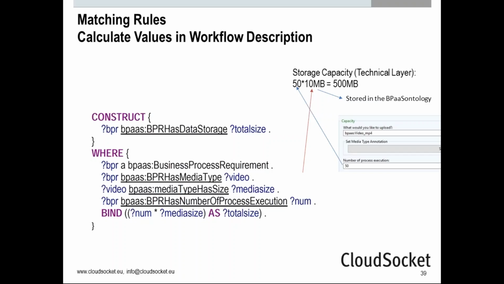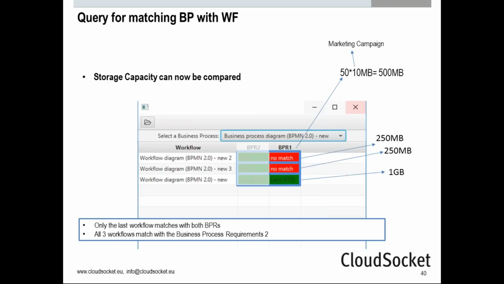Now we have translated the value from the requirements to the value of the workflow description. And then we can again make a matching between the business process and the workflow. We see that only the last workflow matches both requirements, and all three workflows match only requirement 2. So in the end, we can only use one workflow as the one that satisfies the requirements of the business process.